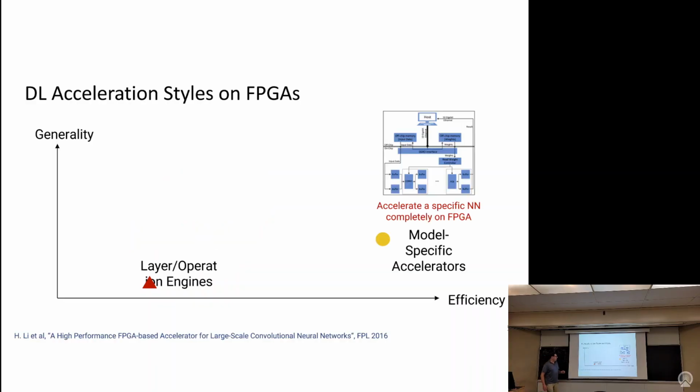Then there was a bunch of work where people made model-specific accelerators. They'd take something like MobileNet v3 and by hand create an accelerator that did exactly MobileNet v3. So it could be quite efficient, but its generality was not very high, right? If you changed the network, you had to redesign large parts of your hardware.